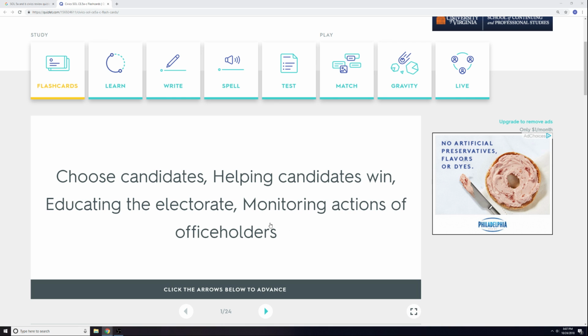Monitoring the actions of office holders. That's probably what it'll say. It probably won't say watchdog. You're looking for this keyword of monitoring. It's basically saying watching the actions of office holders, the other politicians. So if you're the Democrats, you're watching the Republicans. If you're the Republicans, you're watching the Democrats. Basically, you're waiting for them to screw up so you can say, look, they screwed up. The nickname is Watchdog. They tend not to use the nickname on the SOL.